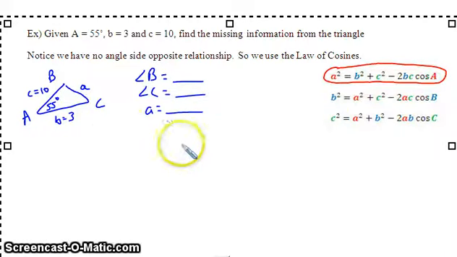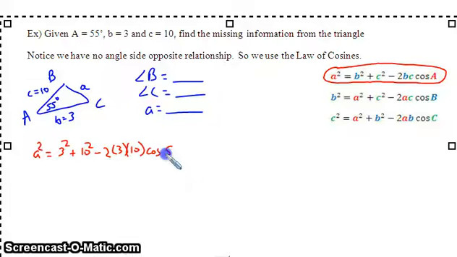So plugging into this form, we would say that A squared equals B, which is 3, squared, plus, again I'm just following this form here, C, which is 10 squared, minus 2 times 3 times C, which is 10, times the cosine of A, which is 55. So because I'm trying to find A, I can really type all of this into my calculator just like this if I make sure that my calculator is in degree mode. So when I do that, I would get A squared to be equal to 74.585, and it keeps going on and on.